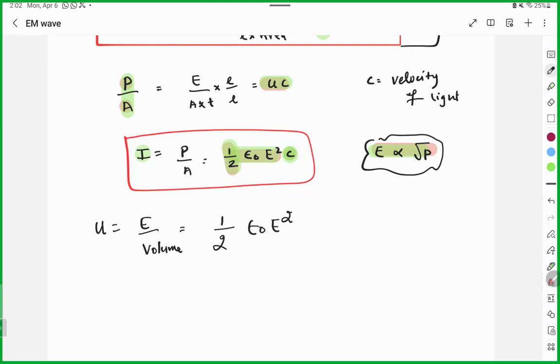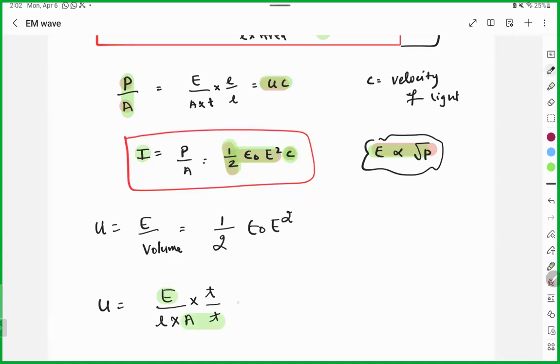Correct? We have studied this. And what is this energy per unit volume? Energy over length into area. If you multiply with the time and divide with the time, what is length by time? Velocity. Velocity, correct? So this is energy, area, and this.